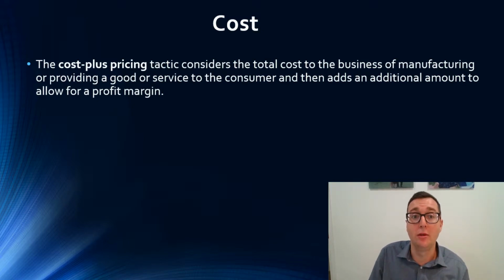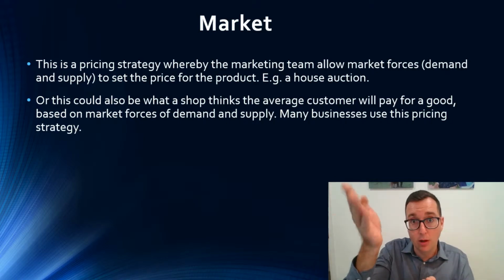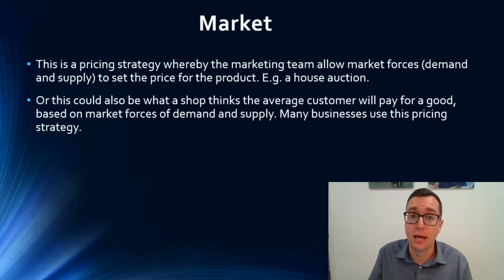The second method is market. This is a pricing strategy whereby the marketing team allow market forces, the old demand and supply, and they get the equilibrium of that to set the price for the product. So where demand intersects supply, that's what you will sell the product for. An example of this is a house auction, or this could also be what a shop thinks the average customer will pay for a good based on the market forces of pure demand and supply.